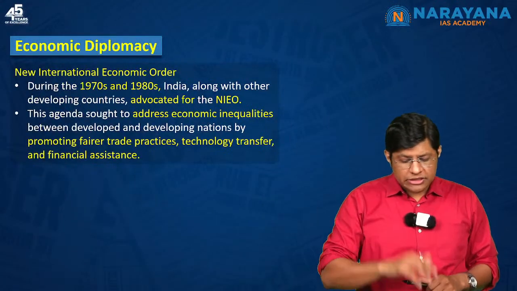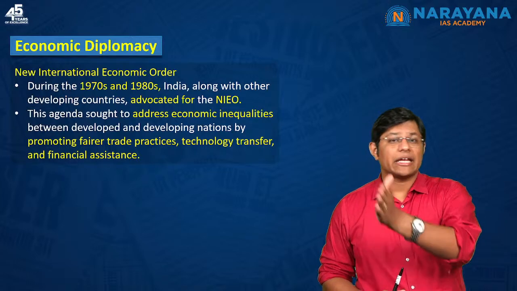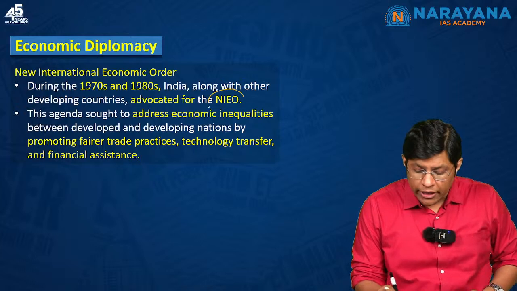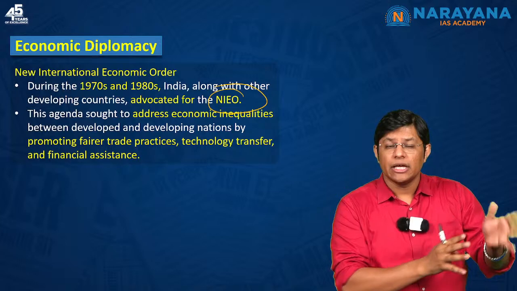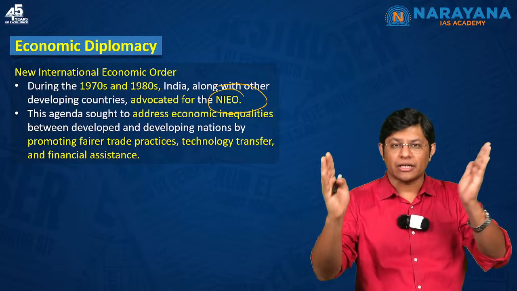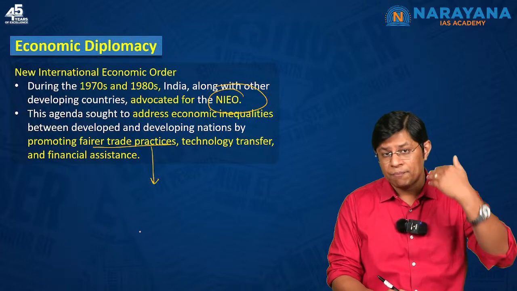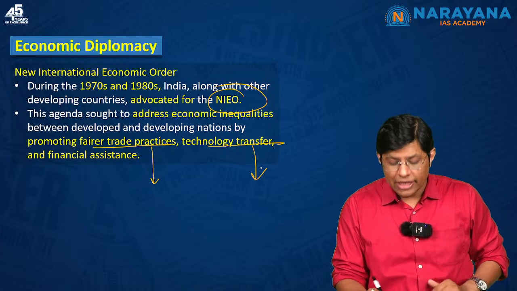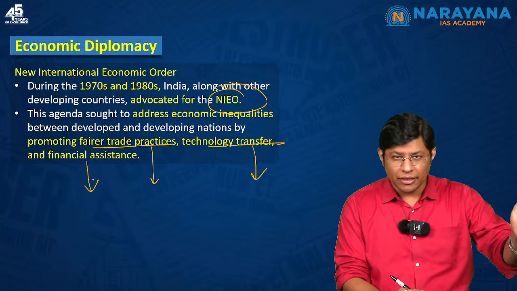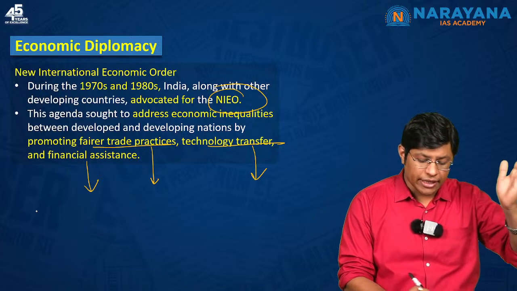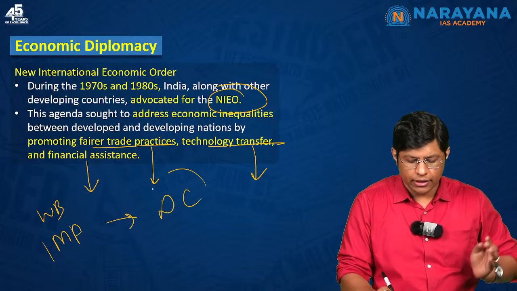Then economic diplomacy, which we discussed: in the 1960s, 70s and 80s, India advocated for a new international economic order, that is, India tried to address the economic inequalities between the developed countries and developing countries. How? By promoting fairer trade practices which could benefit the developing countries, technology transfer from the developed countries to developing countries, and financial assistance from the developed countries or world institutions like the World Bank and International Monetary Fund to the developing countries.